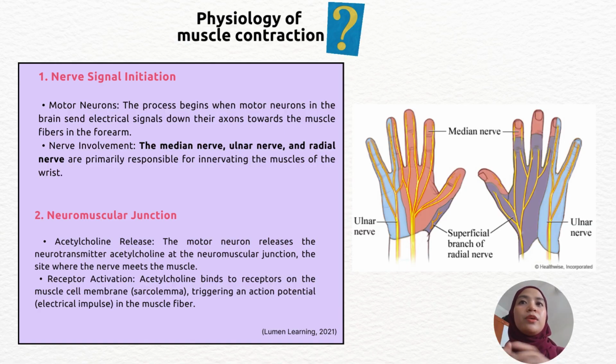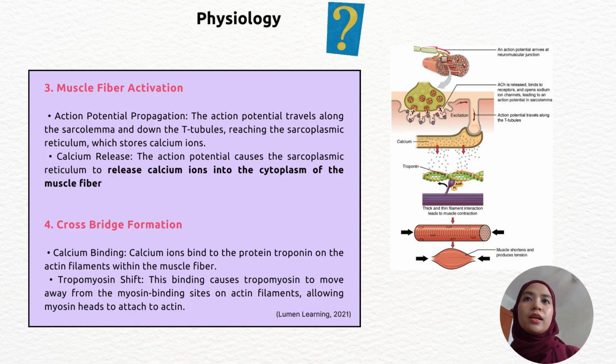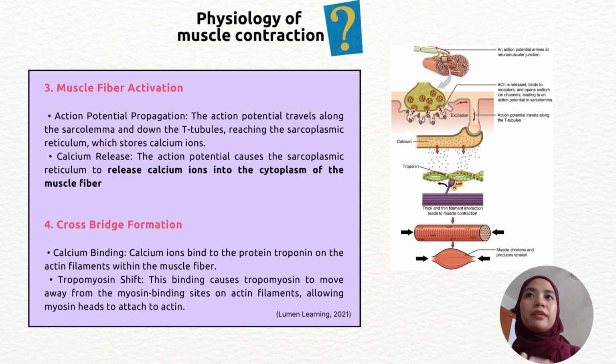Acetylcholine will bind to receptors on the muscle cell membrane, which is the sarcolemma, and it will trigger an action potential, which is an electrical impulse in the muscle fiber. In step 3, which is muscle fiber activation, the process begins after the action potential has been triggered. It will travel along the sarcolemma until it reaches the sarcoplasmic reticulum, which is the place where the calcium ions are stored. Then the calcium will be released into the cytoplasm of the muscle fiber.